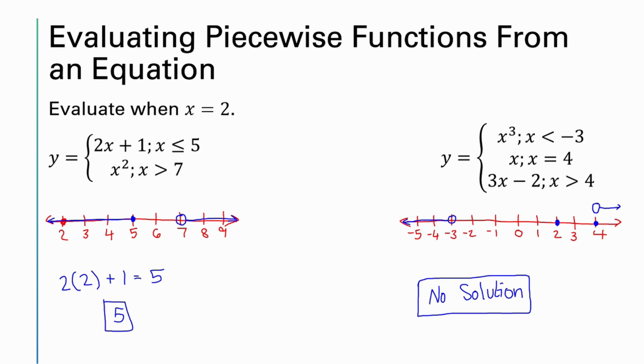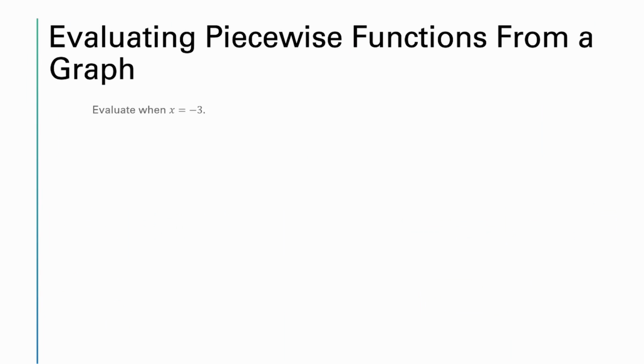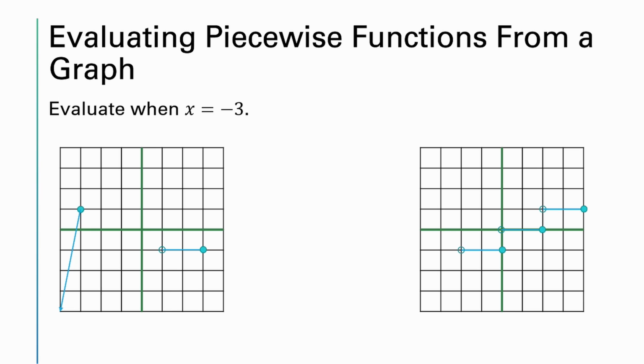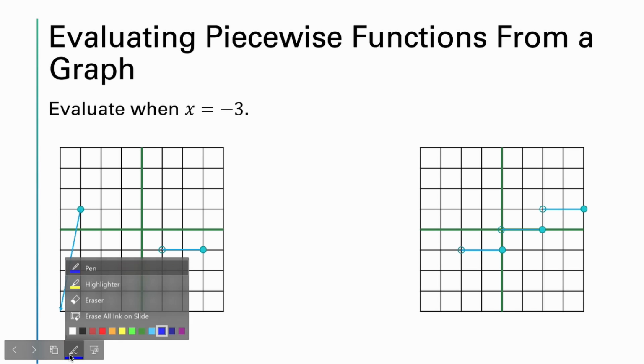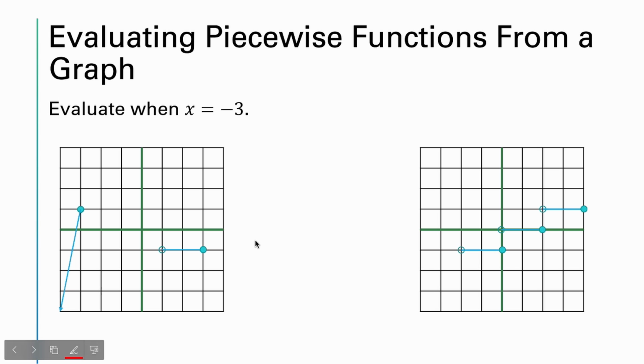So let's move on to evaluating them from a graph. So let's see. Evaluate when x is equal to negative 3. Okay, let's take this first one. And before I show you the solutions, I encourage you to pause the video and try them out on your own. Alright, I'm assuming that you've tried them out, so let's do the first one.